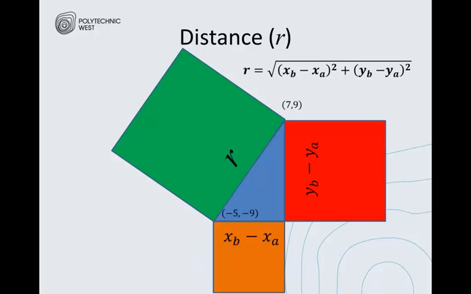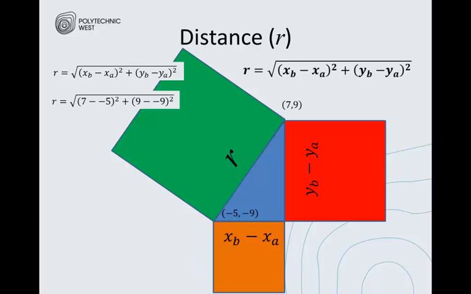For my points, minus 5 and minus 9 and 7, 9, I'll substitute in for xa and xb and ya and yb, and I get this. When that comes out, that's 12 squared plus 18 squared, or the square root of 468. So r is 21.63. Distance between the two is 21.63.